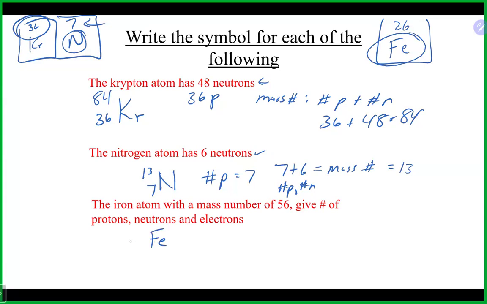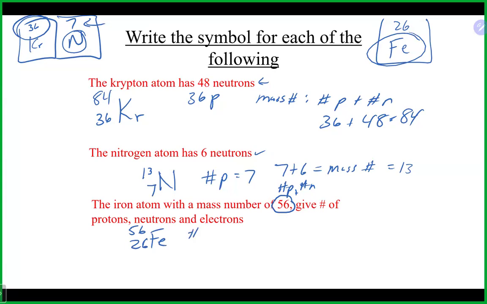We also could get the atomic number in this case from the periodic table. In this particular case, they did not give us neutrons, but they did give us our mass number, and that's going to go up there on top, and that would give us our symbol. For this particular one, we are looking for protons, neutrons, and electrons.